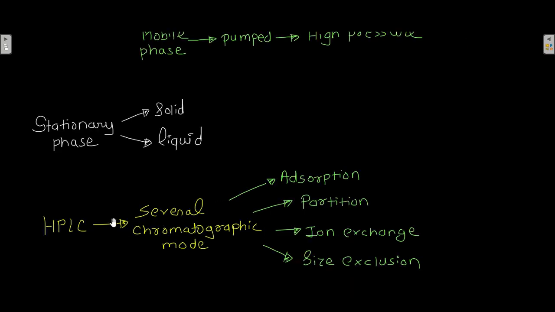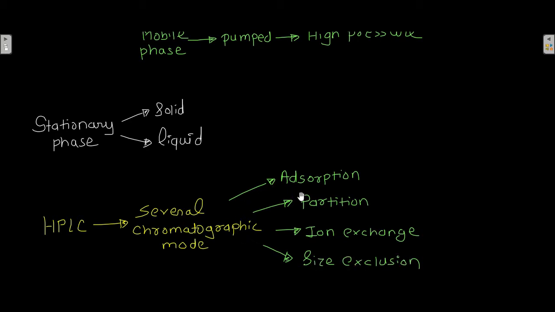Now, this HPLC can function in several chromatographic modes such as adsorption, partition, ion exchange, and size exclusion. Okay, in all these chromatographic modes, the HPLC can be conducted. So HPLC means that you are pumping the solvent, you are pumping the mobile phase through the stationary phase. Now, that interaction can be adsorption, or it can be partition chromatography, or it can be based on the ion exchange phenomenon, or it can be based on size exclusion.